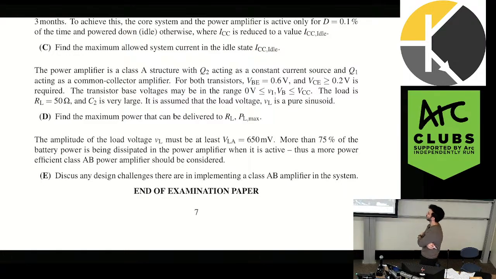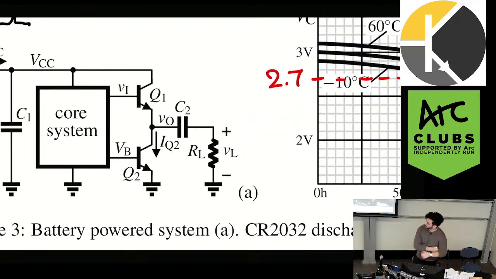So the power amplifier is a class A structure with Q2 acting as a constant current source and Q1 acting as a common collector amplifier. So remind me what a class A amplifier was. How was it biased? In the middle. And then we were just swinging it up and down. So this one is built with 2 transistors. And this is the reason I picked this question, because I think this can be a little confusing. So this isn't acting in a push-pull configuration.